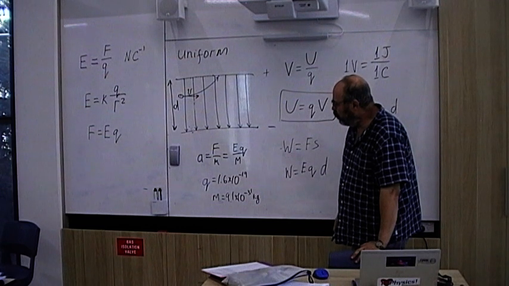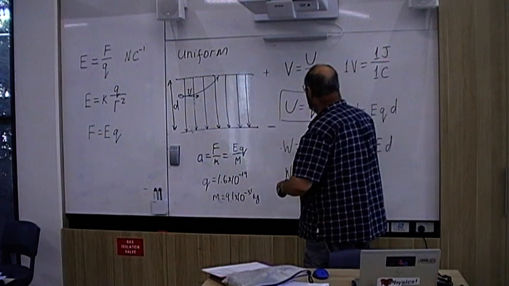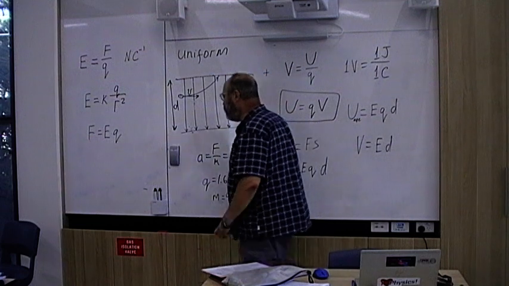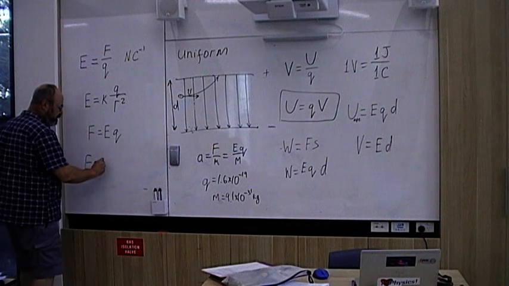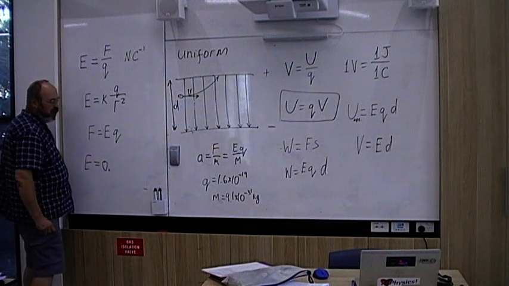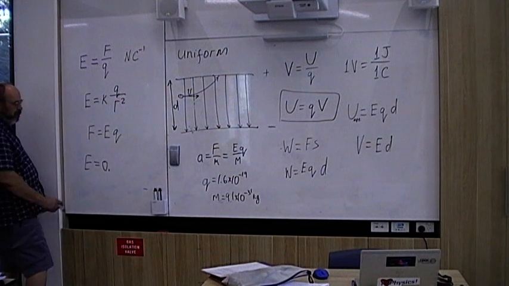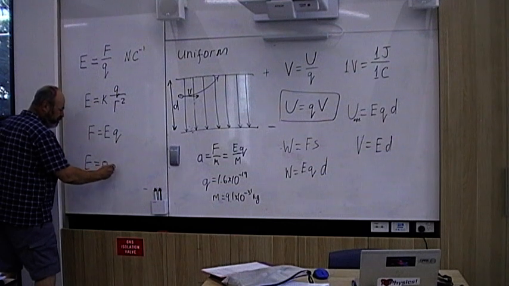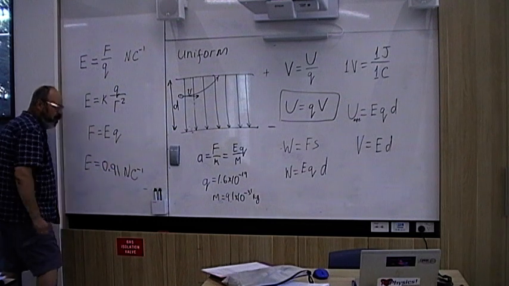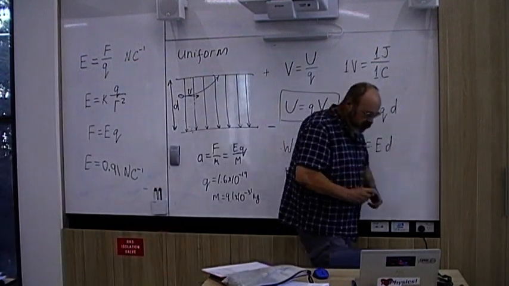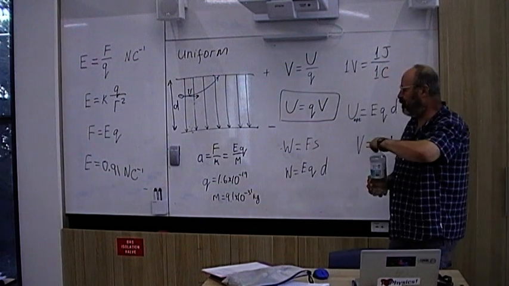And so let's calculate what will be the acceleration of the electron if we have that strength of electric field. The electric field is 0.91 newton per coulomb. What will be the acceleration of the electron? I made numbers very convenient, so you don't have to use a calculator.